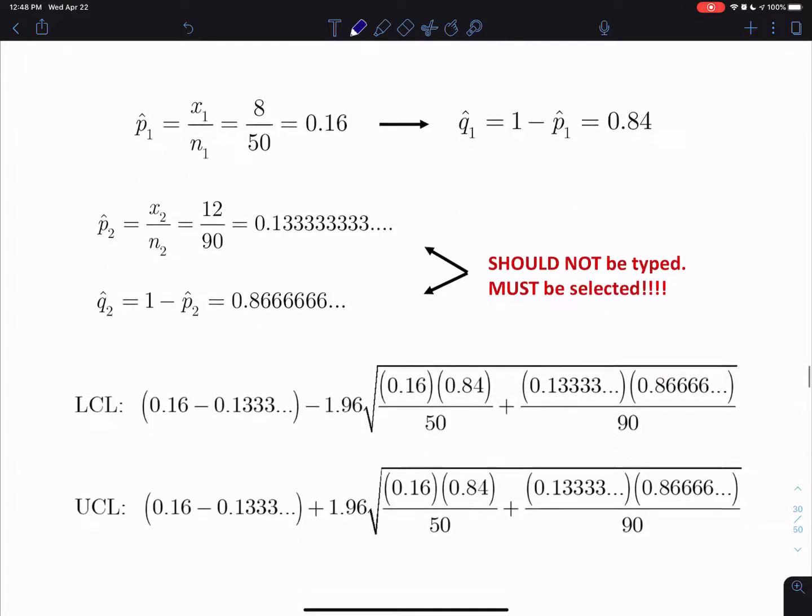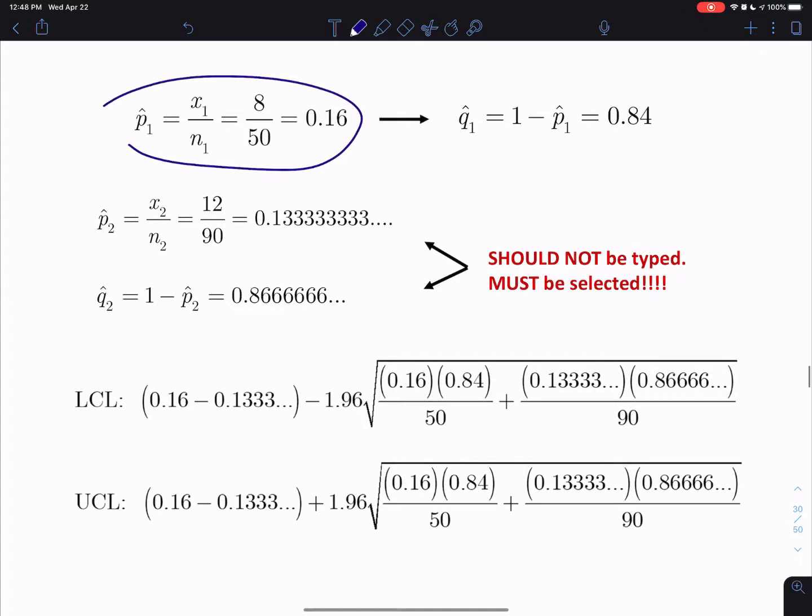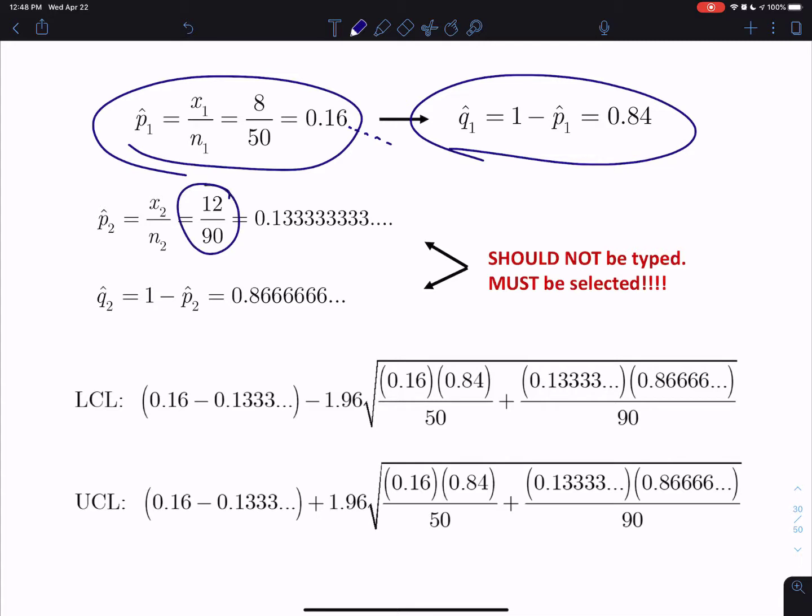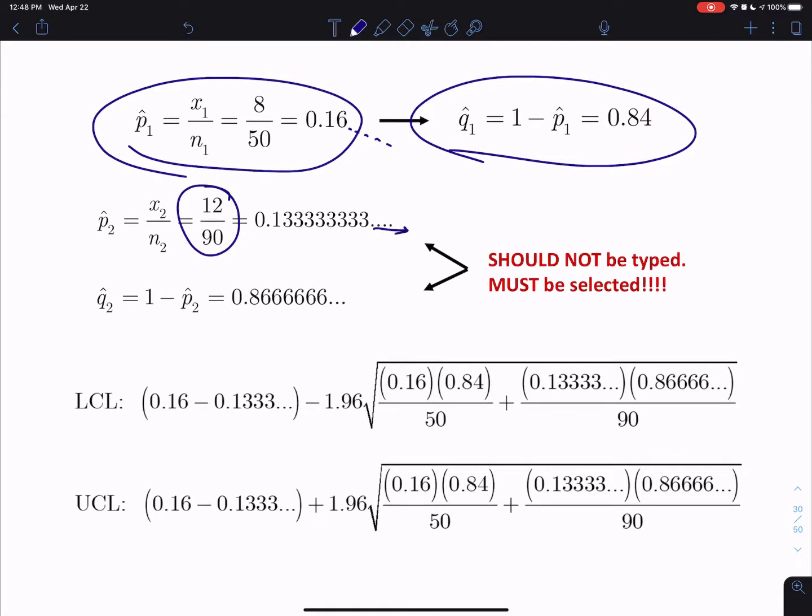I haven't done it here for you. So that's P1 hat, that's Q1 hat, therefore. That's easy because it's not a terminating decimal. So if you're doing this with pencil and paper, you could write 0.16. But when it comes to numbers like 12 over 90, that's a continued decimal. It never ends. So you couldn't convert this to a decimal on paper because you can't write infinitely many threes. So if you're working with numbers like this, you actually have to use the fraction.